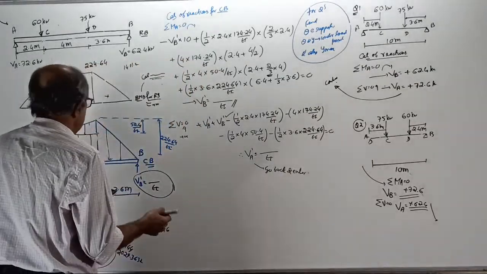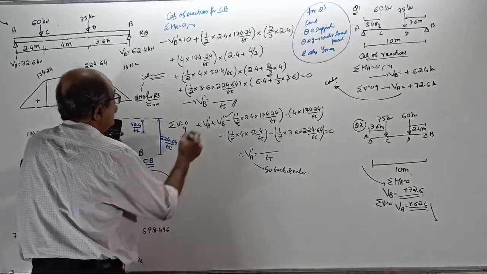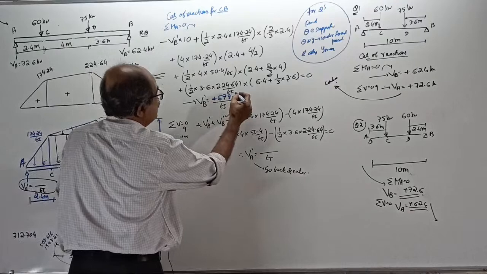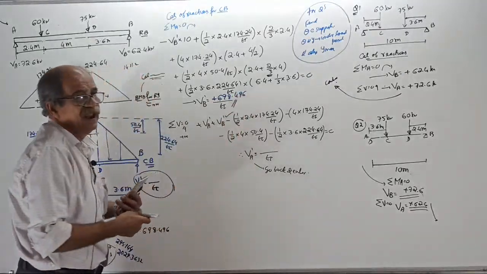If you have done it correctly, your VB dash has to come plus 698.496.